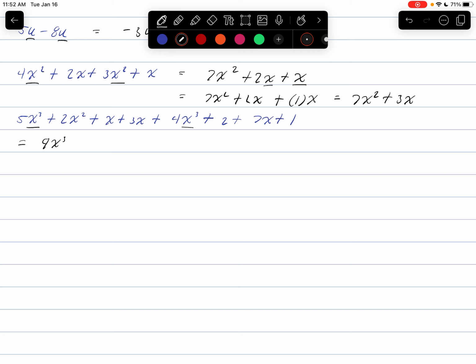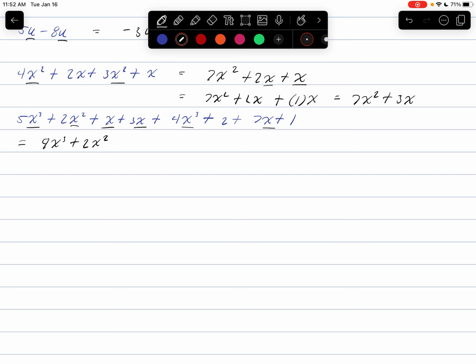We have 2x squared. Okay, let's see if we have any other x squared terms. There's going to be no other x squared terms, so we're just going to leave that one alone. We have 2x squared. Okay, then we have x. So let's see if we can find any other x terms. So we have x, we have 3x, and we have 7x. So we can go ahead and combine all of those together.